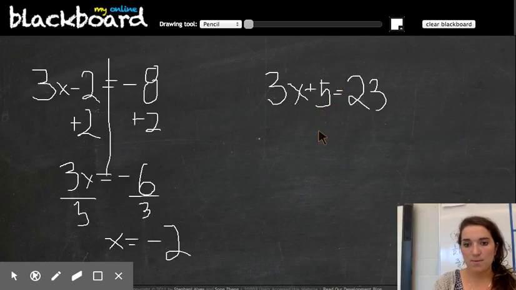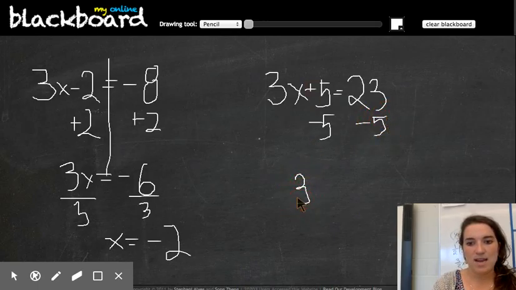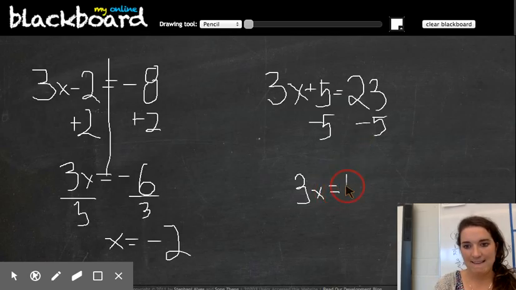Looking at the next one, I have 3x plus 5 equals 23. What do I want to get rid of first? I want to get rid of my 5, so I'll subtract 5 on both sides of the equation. Now I have 3x equals 23 minus 5, which is 18.